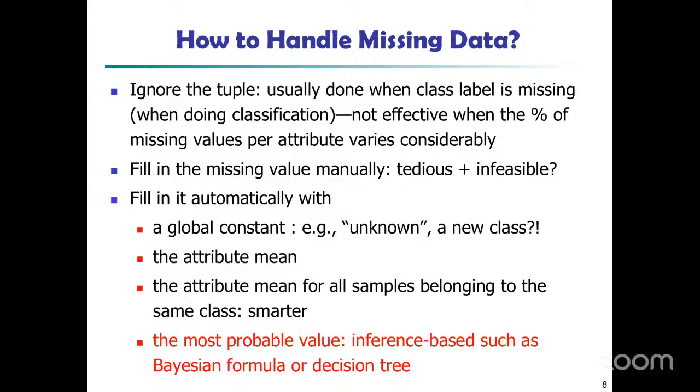Okay, if the data is missing, how can you fill that particular data, right? One is ignore the tuple, ignore that value, or fill in the missing value manually. Manually we can fill the value, or fill in the value automatically with a global constant, a generalized constant, such as unknown or not available, all these things, right?